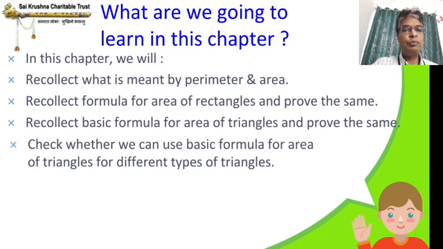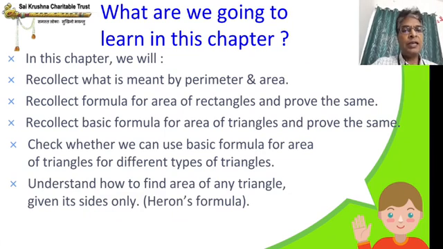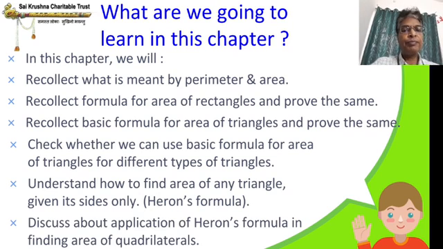Recollect the basic formula for area of triangles and prove the same. Check whether we can use the basic formula for area of triangles for different types of triangles. Basic formula means nothing but half BH, that all of you may be knowing. For a triangle, the formula is half BH. We are going to check for various different types of triangles whether we can use this formula to find the area. Understand how to find the area of any triangle given its sides only, which is called Heron's formula. When we come to that particular part, we will understand further.